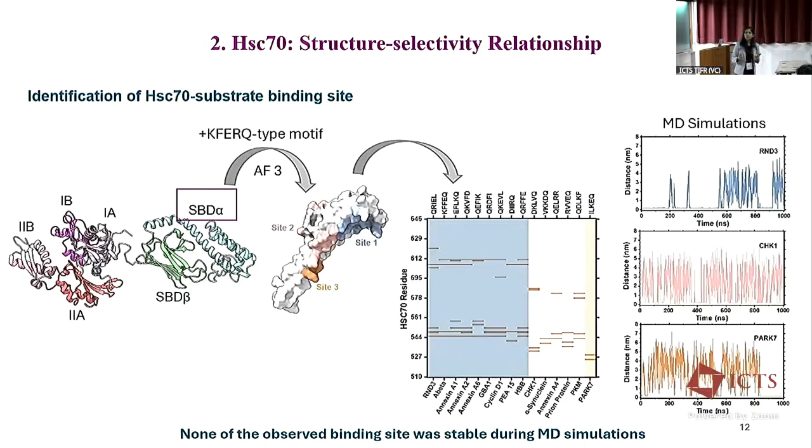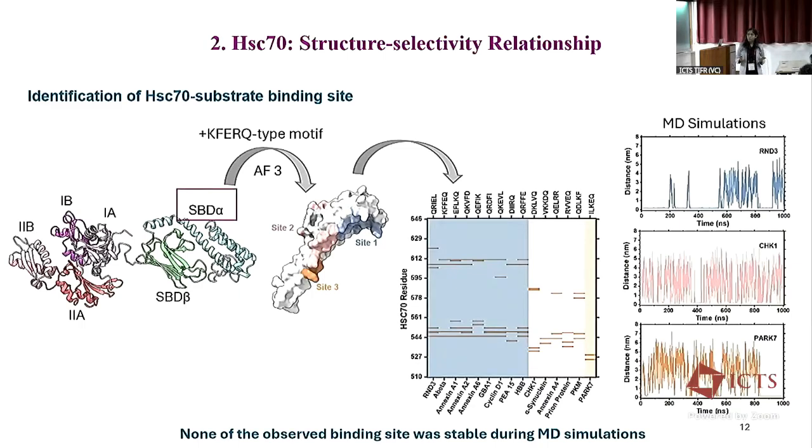HSC 70, what is the structure-selectivity relationship? This is a protein, and we have evidence that it binds to this part. So we have taken this. Using computational modeling approaches, we figured out with AlphaFold 3 that there were 3 binding sites. There were 15 proteins, which we simulated for 1 microsecond each, leading to about 15 microseconds of data. When we simulated only the motif which is known to bind, the K4Q motif, the tag I was telling you about in the first slide, the 3 binding sites were these, but when we subjected them to MD simulation, all the binding was lost. So there was no consistent binding site observed.